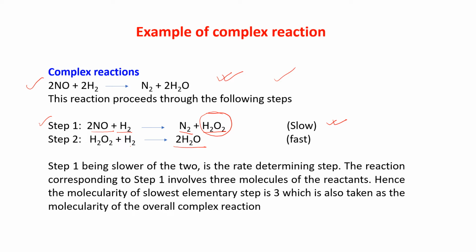Now, step 1, being slower of the 2, is the rate determining step, as I told you. The reaction corresponding to step 1 involves how many molecules? You can see that it is 2 NO and 1 hydrogen. So, 3 molecules. Step 1 involves 3 molecules of the reactants. Hence, the molecularity of the slowest elementary step is 3, which is also taken as the molecularity of the overall complex reaction. So, for this particular reaction, the molecularity is 3. Am I clear?